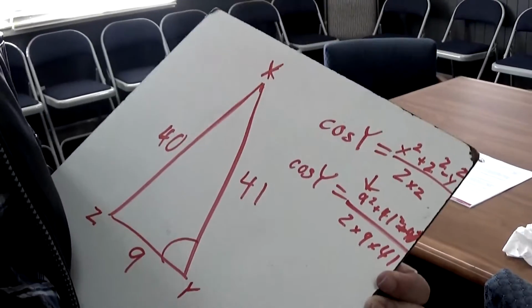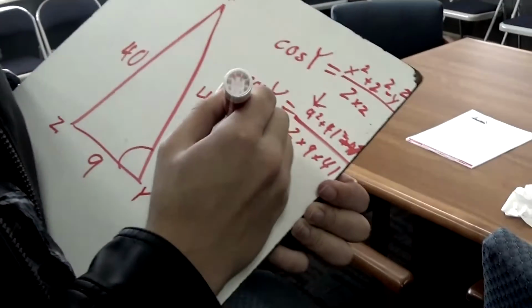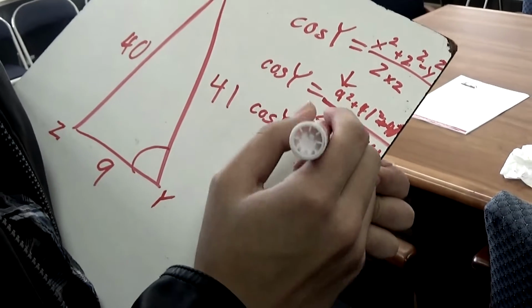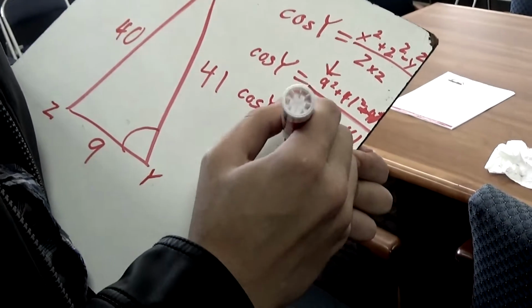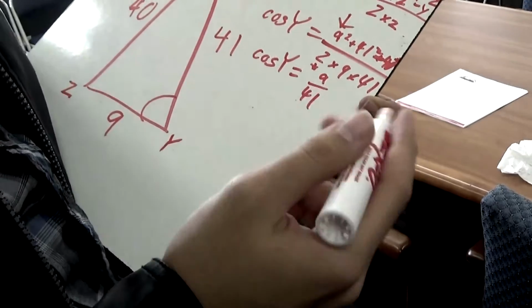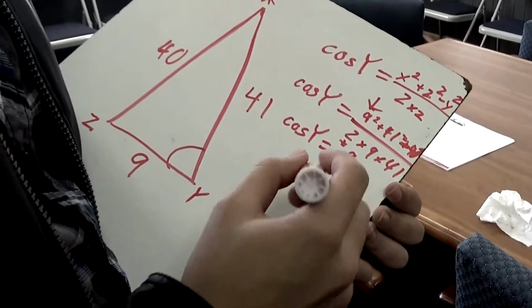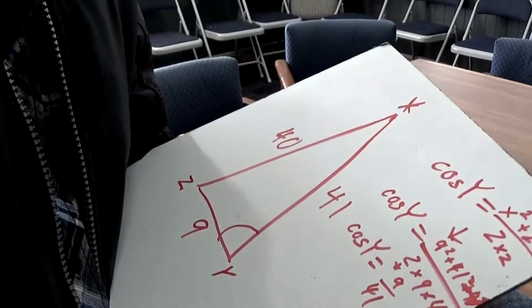Now since I'm so smart at calculating, I did all this in my head. It's cosine y over 9 over 41. And of course, in order to do that, I'll use my calculation in my head to get the cosine inverse of that. And so, shush.